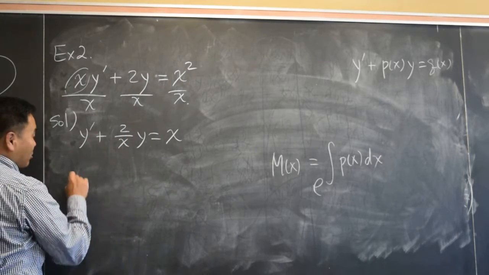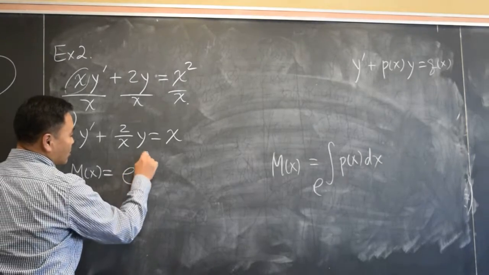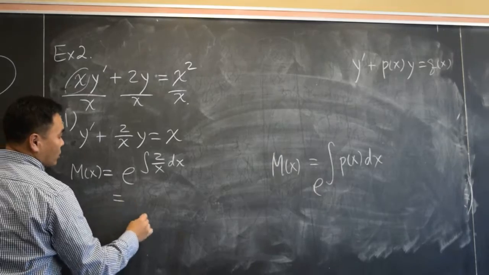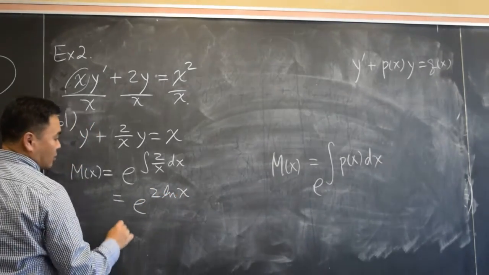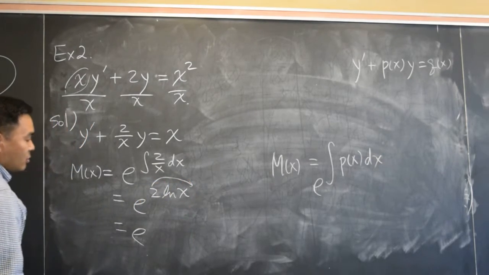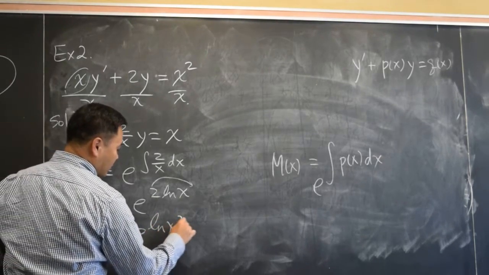So now let's calculate that. m(x) is e to the integral of 2 over x dx, which is e to the 2 ln of x. And really, you have to multiply that there, so it's e to the ln of x squared.